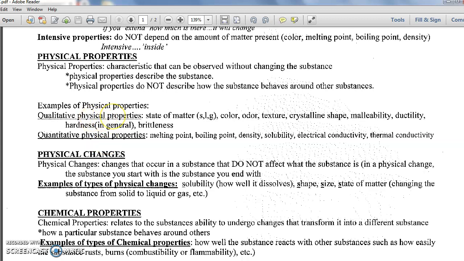So what are some qualities you could observe without changing what is there? State of matter, whether it's a solid, liquid, or gas. The color of something, you can observe without making a measurement. The odor of something, you're just looking at how it smells. Its texture, you don't need to make a measurement. You can just feel, is the surface rough? Is it smooth? The crystalline shape. You don't need to measure something, you're looking at its shape. Malleability is how well it can be pounded thin and bent into shapes. You don't have to make measurements on that.